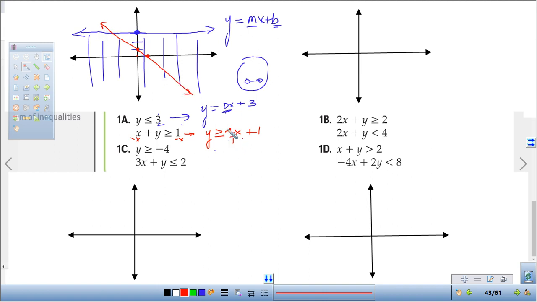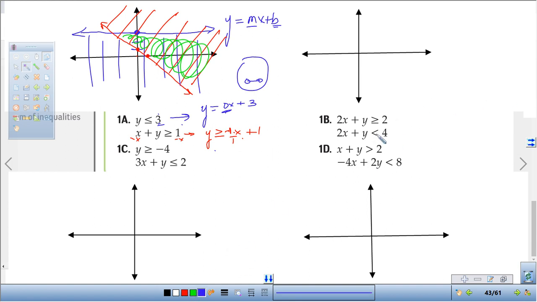Now, it's going to be greater than, so I'm going to shade above. Final answer, the whole graph, but this is the answer part. Cool.